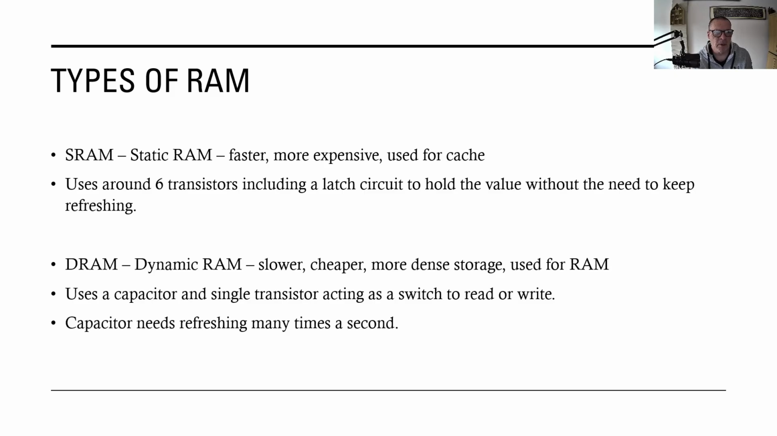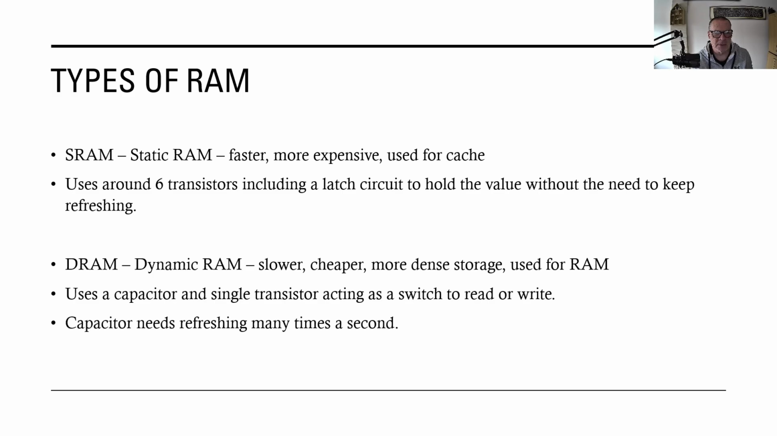DRAM, or dynamic RAM, is slower than the SRAM, but it's cheaper and it uses less components. So you can fit more in, hence it says more dense storage. So we can store more data in a physical amount of space. We use this for RAM because RAM needs to be bigger, and it doesn't necessarily have to be as fast as things like the cache.